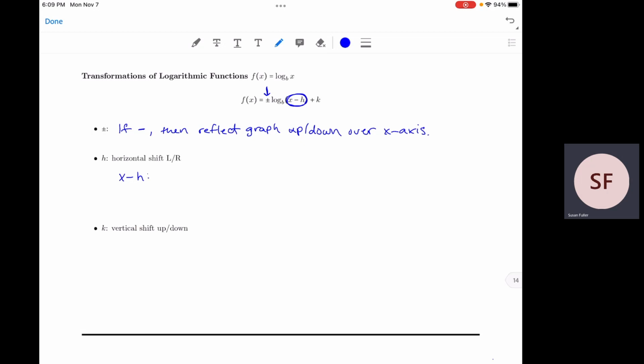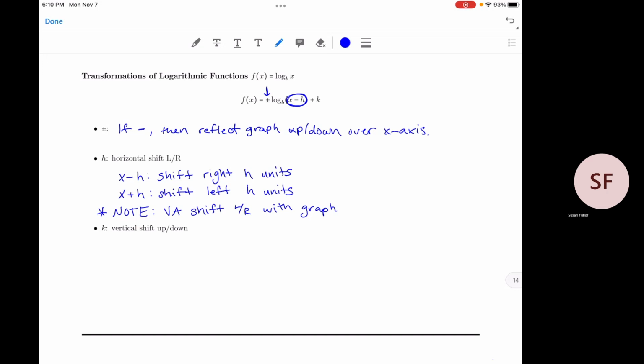If we have x minus h in there, this is going to shift us to the right h units. Again, inside with x, these go the opposite way you think it will. So x minus h shifts us right h units. And similarly, if we have x plus h, that is going to shift us to the left by h units. And because logarithms have a vertical asymptote at x equals 0, if we shift our graph left or right, that vertical asymptote will move with our graph. So I'm just going to make a note here that the vertical asymptote will shift left or right with the graph. We'll make a note to update our vertical asymptote if we shift right or left.